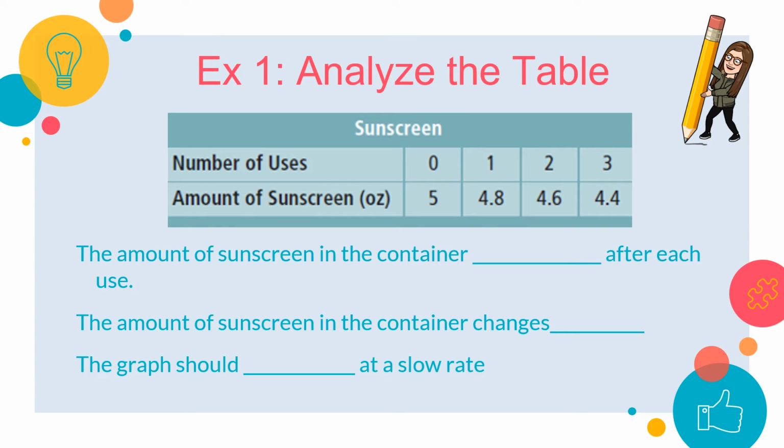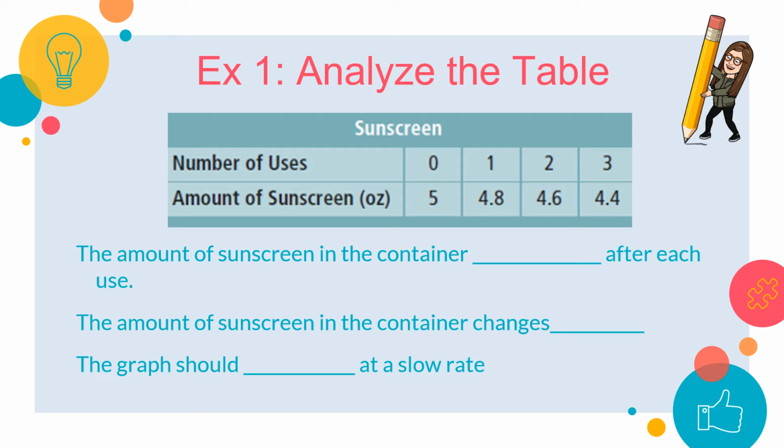Let's start in this class by analyzing this table. So the first thing I notice is the title says sunscreen. Okay, we're talking about sunscreen. And how many uses we use of sunscreen and how much sunscreen is there in the bottle, I'm assuming, because it says ounces. So we're going to start by just filling in the blank. Let's start off a little easier. So the amount of sunscreen in the container blank after each use.